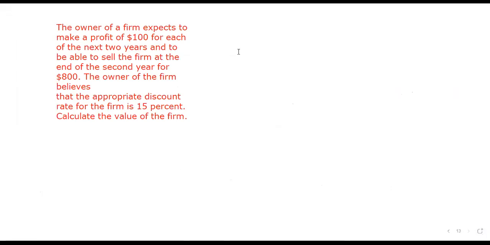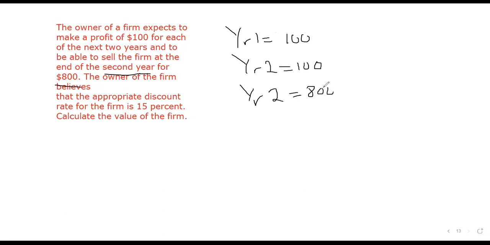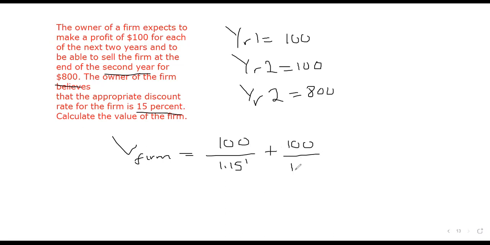So how was this question supposed to be answered? This is the information we are given. So year 1, what are we told? The expected amount is 100. So the firm expects 100 for each of the next 2 years. So year 1 and year 2 is 100, right? Then it expects to sell it at the end of the second year for 800. And the discount rate is 15%. So value of the firm will therefore be 100 over 1.15 to the power 1, plus second year 100 over 1.15 to the power 2, plus the last expected payment, which is 800 over 1.15 to the power 2.